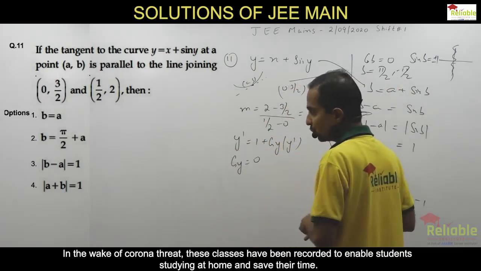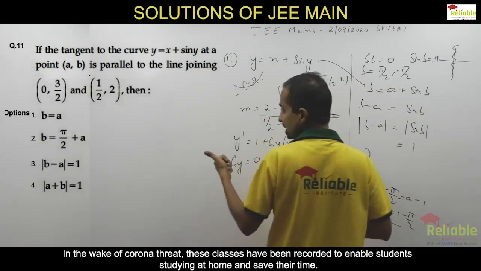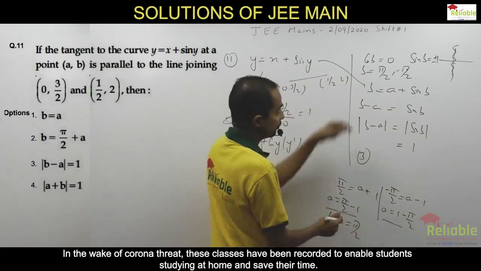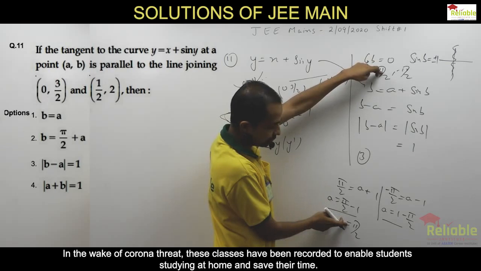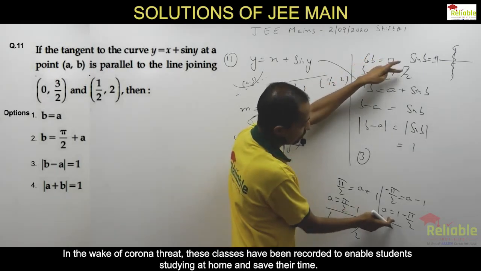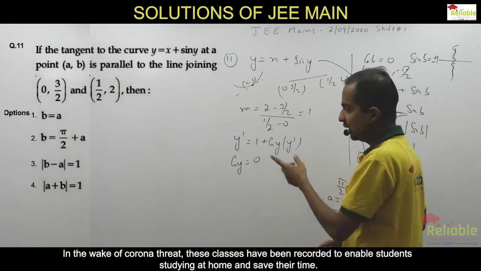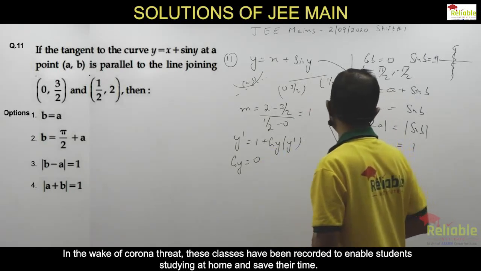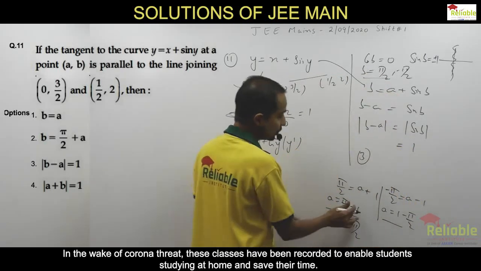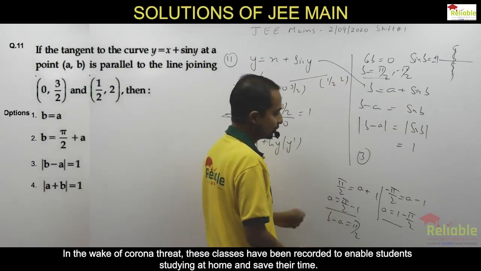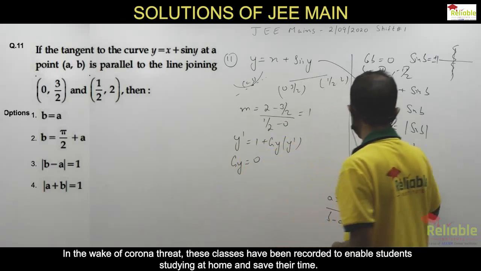Now the second choice says that B minus A is equal to pi by 2. Then obviously this is wrong, right? B minus A is not pi by 2. And here also B minus A is not pi by 2. So the second choice is also wrong. The fourth one, A plus B is equal to 1. Now if you were to add these two, A plus B doesn't turn out to be 1, right? So the fourth choice is also wrong. So the only correct option is the third one.